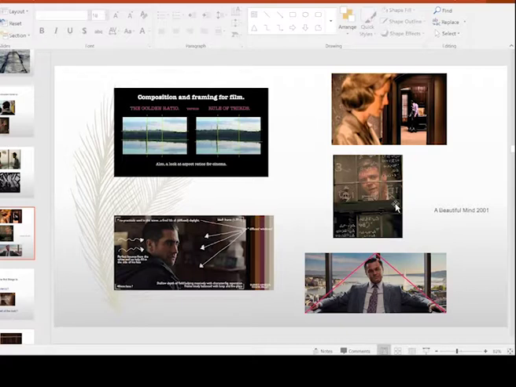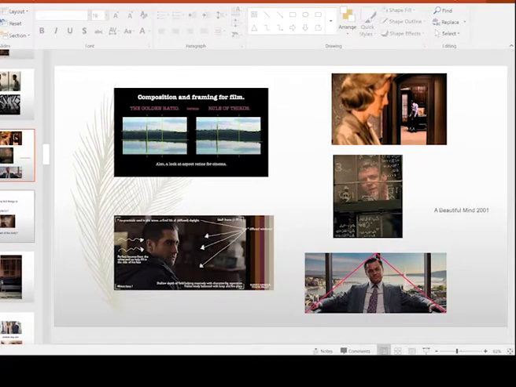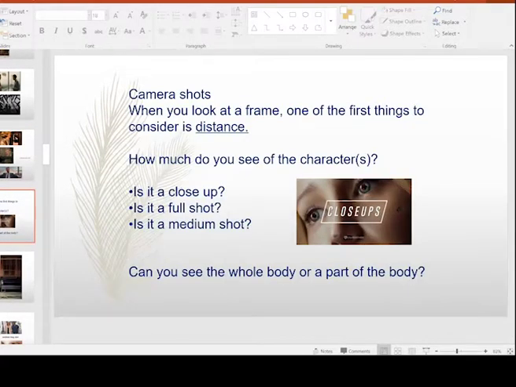All right, so think about your docos. He's often probably filmed in a closed space. He's trapped by his imprisonment on Nauru. So framing is very important in scenes because it tells us a lot about the character.